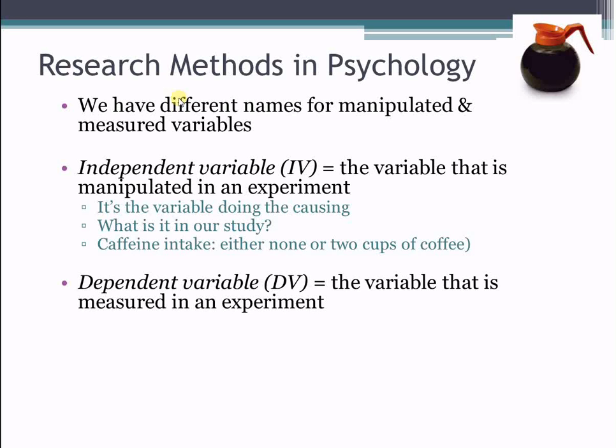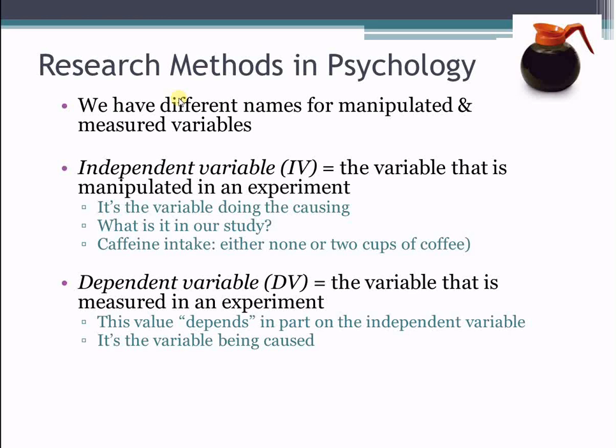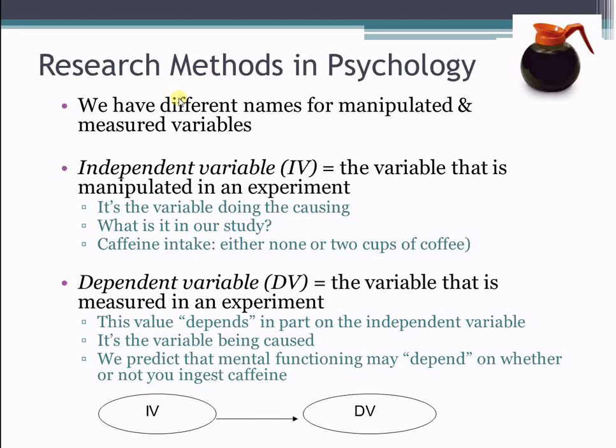The dependent variable is the variable that's measured. It's the thing that is being caused, right? And one way to think about this is that it depends in part on the independent variable, right? The independent variable causes the outcome, the dependent variable, right? So in our study, we're predicting that how you do on this intelligence test is going to depend on whether or not you got caffeine.